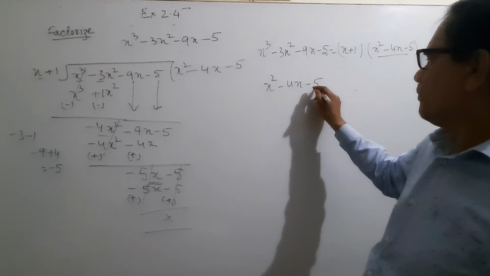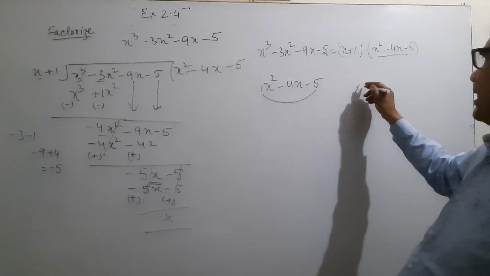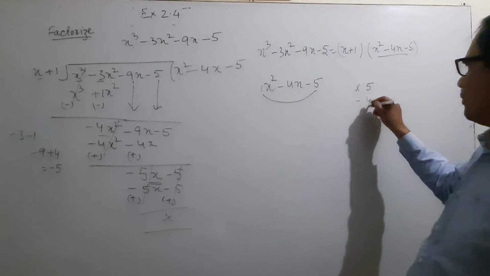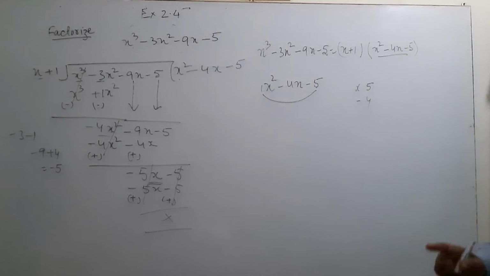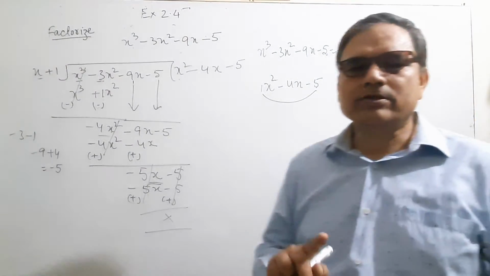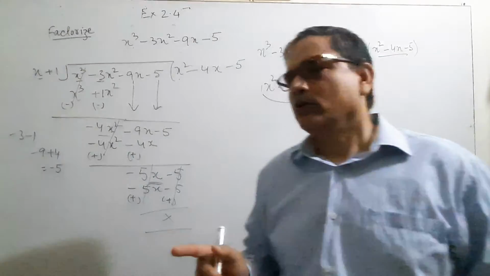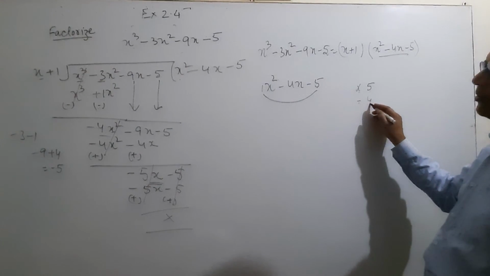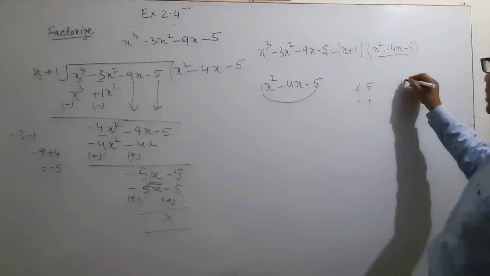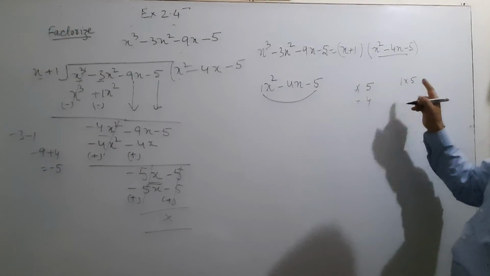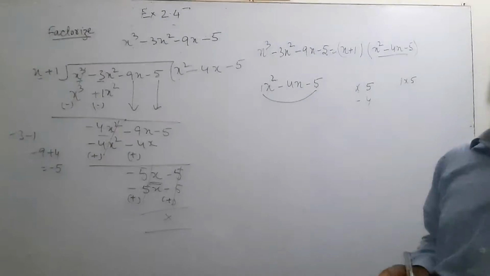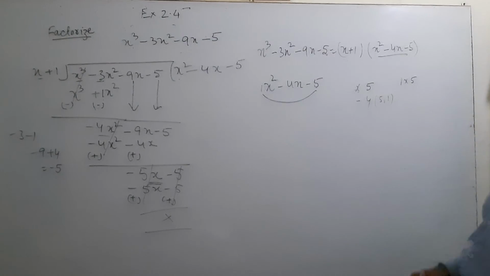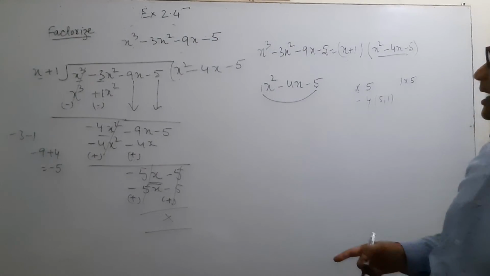And now 5 is multiplied by 1. 1 into 5. Here is minus and there is 4. It means we have to make the factors of 5. We have to find two numbers such that their product is 5 and their difference is 4. Factors of 5 are 1 into 5. And we have to subtract, the difference is 4. So 5 and 1. 5 minus 1 is equal to 4. The answer is 4.